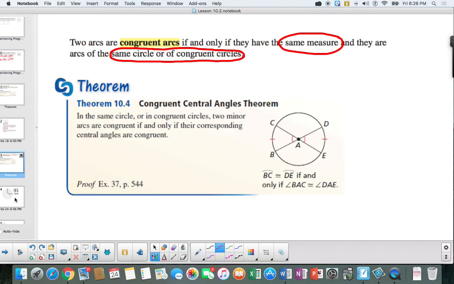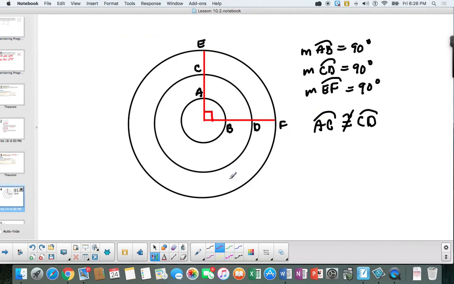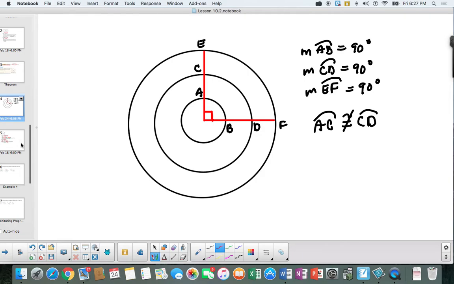Before we go to the proof, let's take a look at what I'm talking about here. Notice that all of these arcs are 90 degrees, but the arcs are not congruent to each other. If I were to take this arc and translate it, it would not match CD. There was no way, because CD is much longer than AB and has a different kind of curvature, so it won't match. So we need two requirements: congruent circles and congruent measurements.